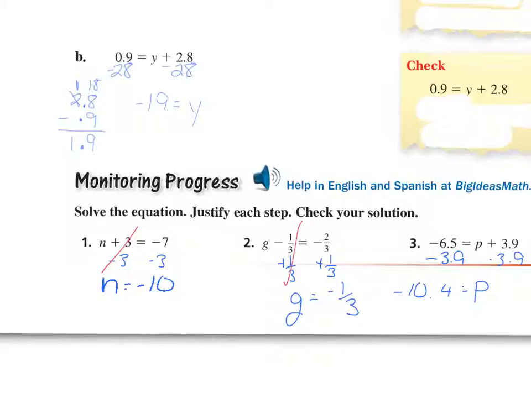Last one here, the 3.9 cancels when we subtract it from both sides. You'll notice on the left-hand side that both numbers are the same sign. So I added them up and I kept the negative sign. So that's how you do that first set.